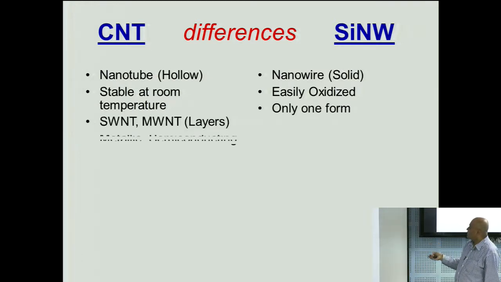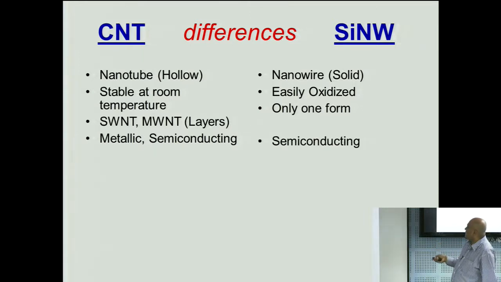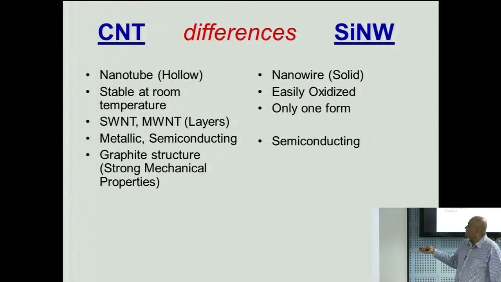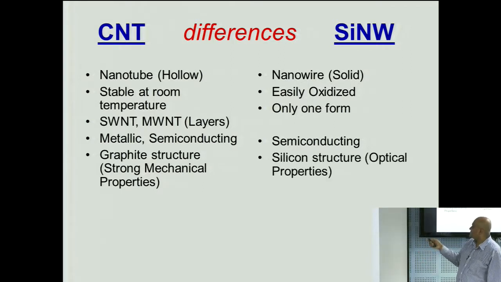Carbon nanotube has single wall, multi wall, it has many forms, it could be metallic and semiconducting. Silicon nanowire is only semiconducting, and not only that, the band gap of silicon nanowire depends upon its diameter. So, if you change the diameter, you can change the band gap. I told earlier that silicon has a band gap of 1.1 electron volt, which is not in the visible spectrum. So, if you want to make silicon work in the visible spectrum, the only way to do it is by using this.